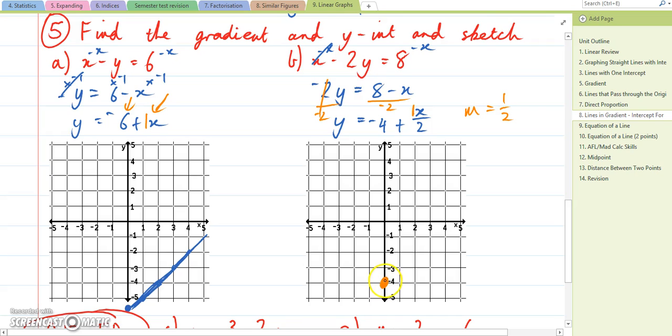So when the gradient's a half, that's rise over run, so it's rising 1 unit for every 2 units that it runs. So we would go from there to there, so running 2 and then rising 1 to there. And it's going to have a shape like that, but obviously a straight line. Use rulers where you can. And you might want to state that our y-intercept is 0 and negative 4.